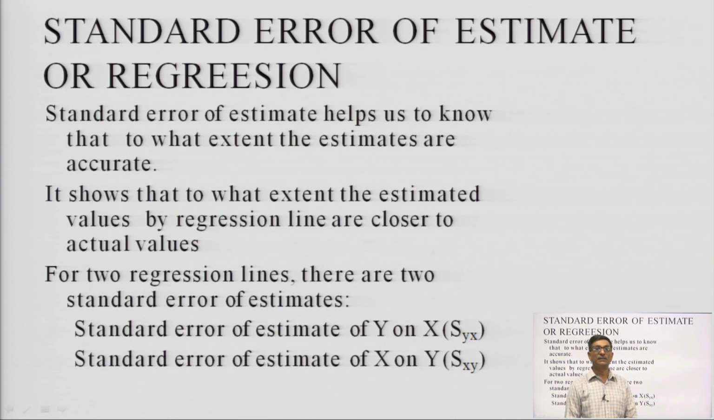Now, the third term is standard error of estimate on regression. Standard error of estimate helps us to know to what extent the estimate is accurate. It shows to what extent the estimated values by the regression line are closer to the actual values. That means, it can tell us the difference between the actual value and predicted value. For two regression lines, there are two standard errors of estimate. The standard error of estimate of y on x is s y x, and the standard error of estimate of x on y is s x y.